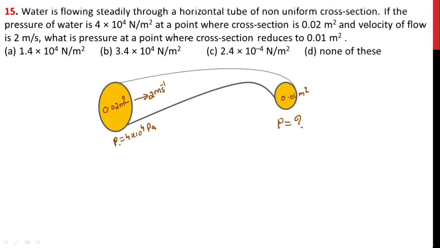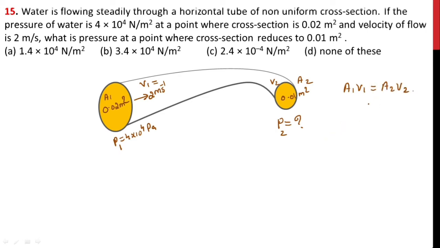So let's write here, this is P1 and this is P2, and here the area is A2 and this area is A1, and the velocity at this point is taken as V1 and the velocity at this point you can consider as V2. So first of all, we can use the equation of continuity. What is the equation of continuity? A1 V1 is equal to A2 V2.